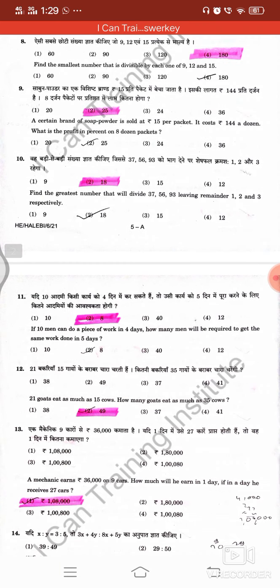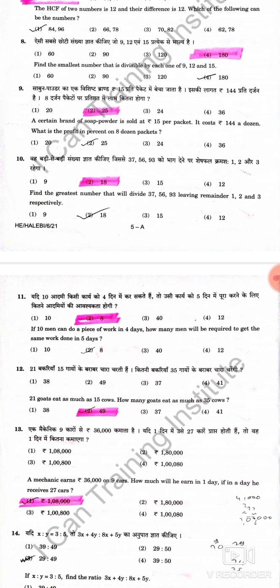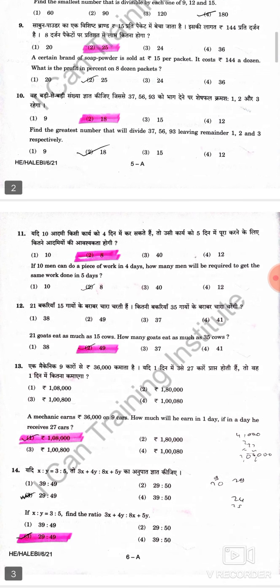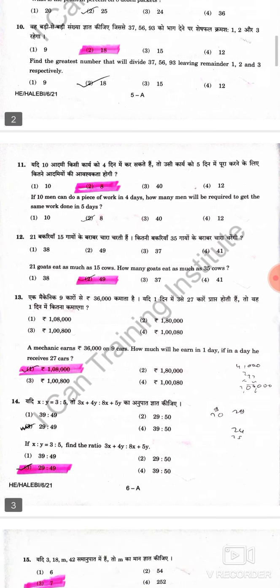Question number 9. A certain brand of soap powder is sold at rupees 15 per packet. It cost rupees 144 a dozen. What is the profit in percent on 8 dozen packets? And the answer is option number 2. Question number 10. Find the greatest number that will divide 37, 56, 93, leaving remainder 1, 2 and 3 respectively, and the answer is option number 2.